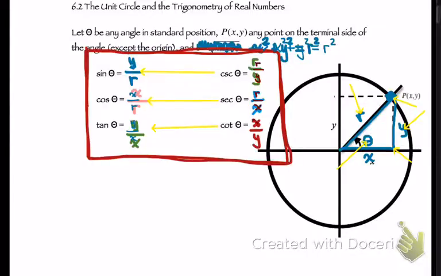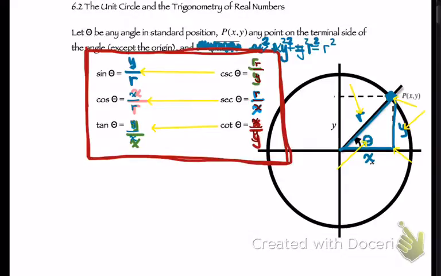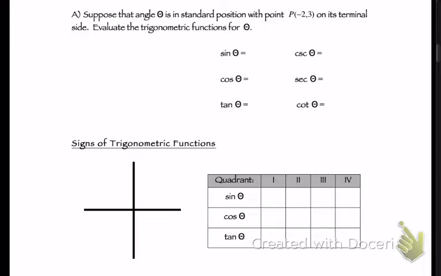Oops, I already took care of all that stuff for you. Go back to train up a little bit. Okay, so letter A. I say to you, suppose that the angle, which I call theta, is in standard position with a point -2, 3 on its terminal side. Evaluate the 6 trig functions for theta.